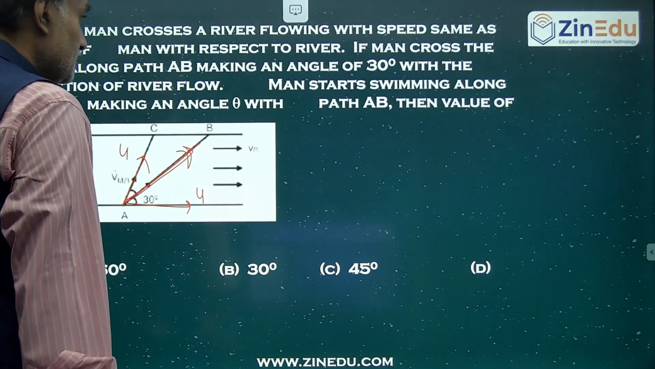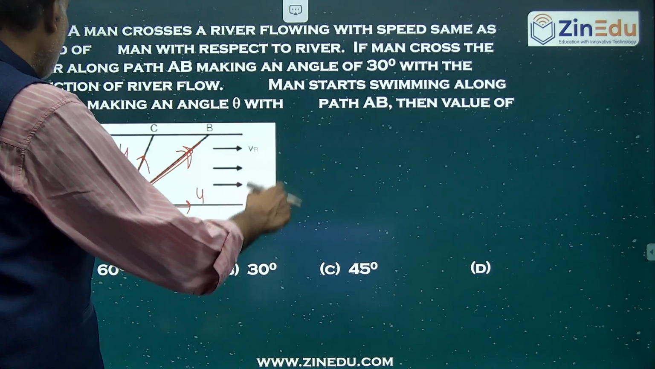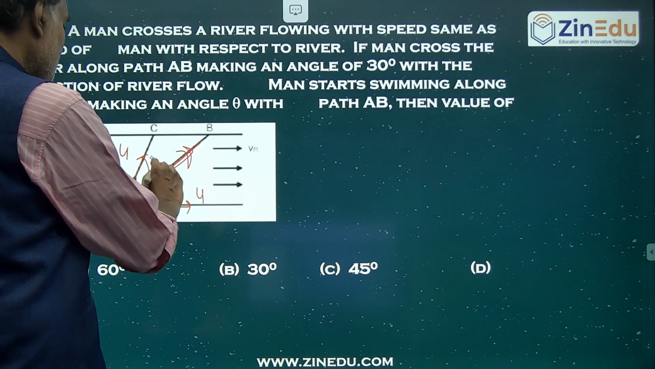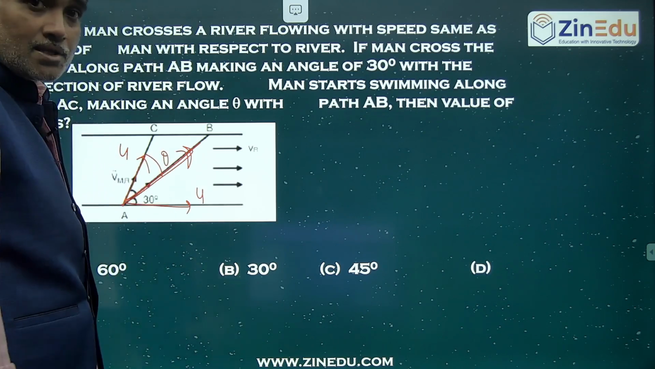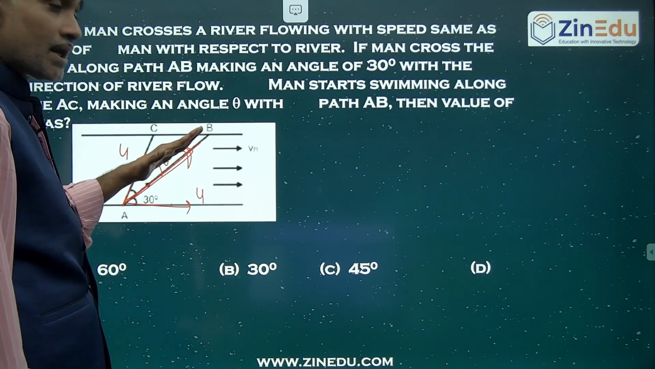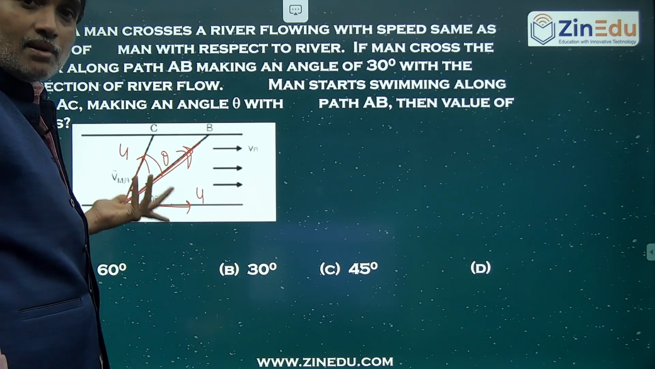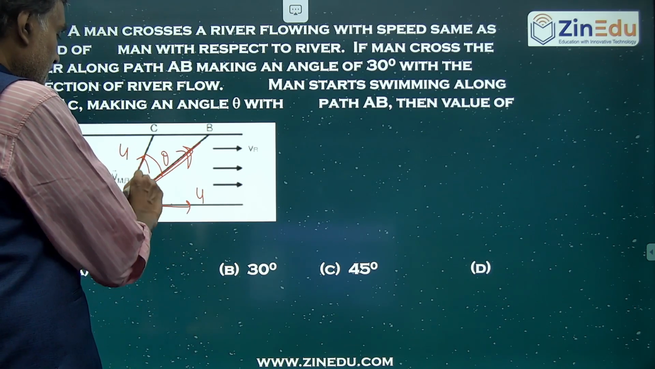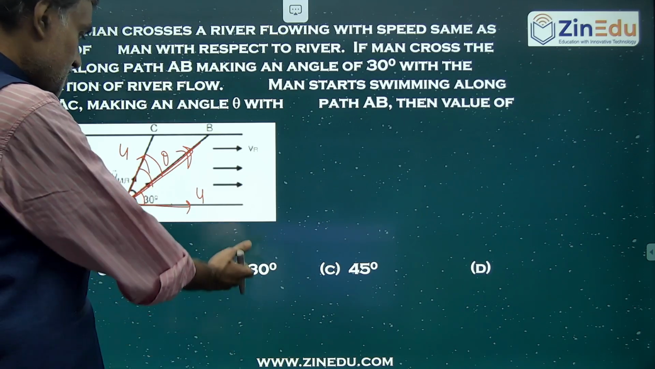Then what is path AB? Line AC makes an angle theta with path AB. This angle is theta. What is theta? They are asking. It is the resultant of these two directions. But these two vectors are the same in magnitude, so the resultant should bisect the angle between the two vectors. 30 degrees, this is also 30 degrees. So the answer is B.